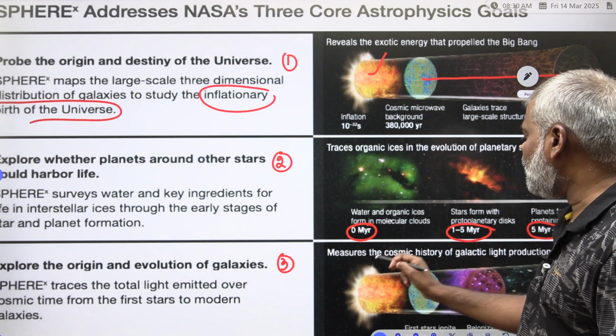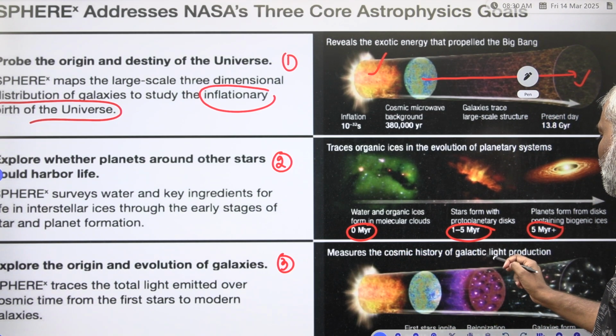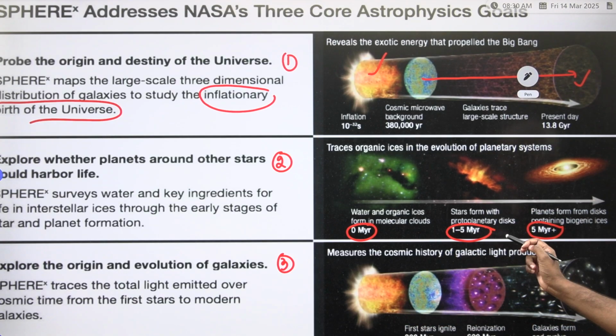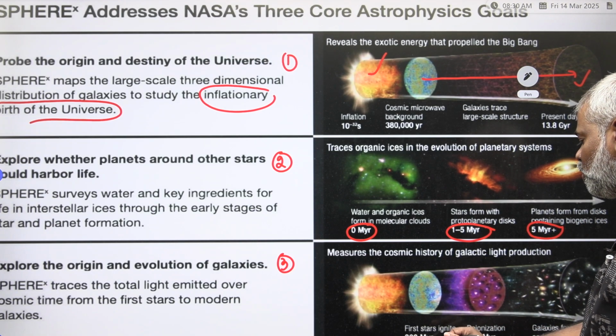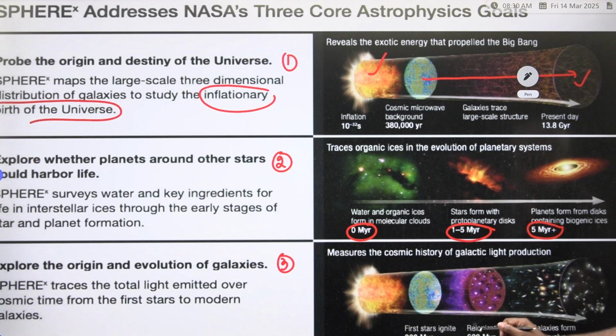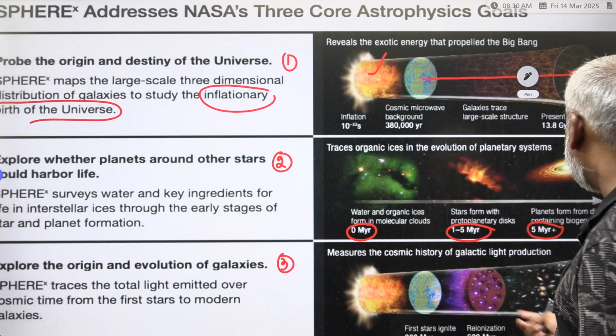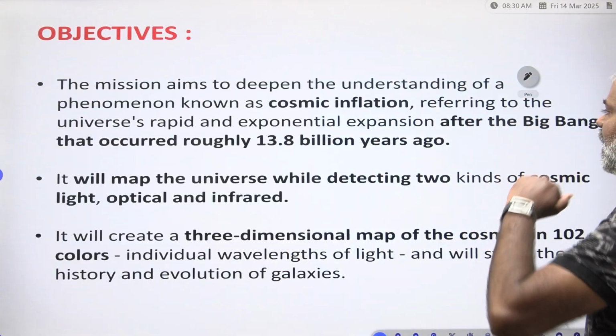Now you are able to see and measure the cosmic history of galactic light production. What is the cosmic history? How the cosmic rays are coming in the universe. The first stars ignite 200 mega years back. Then reionization, 600 mega years back. Galaxies form and evolve, so nowadays the galaxies are like this. This information will be given through the SPHEREx telescope.